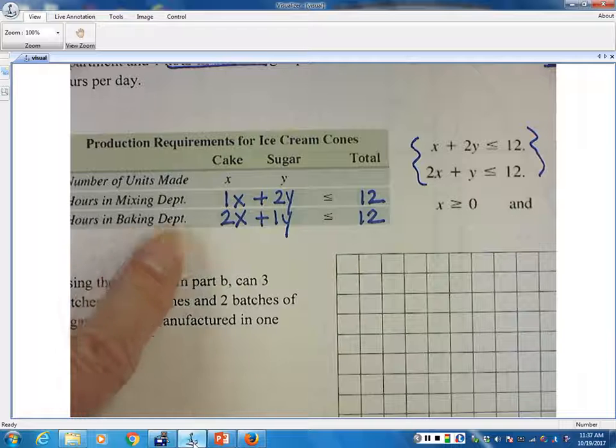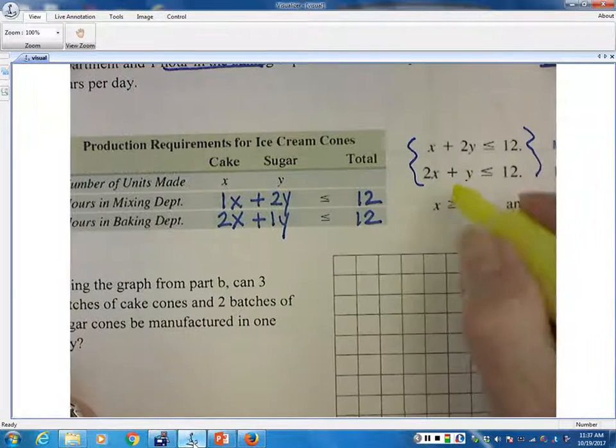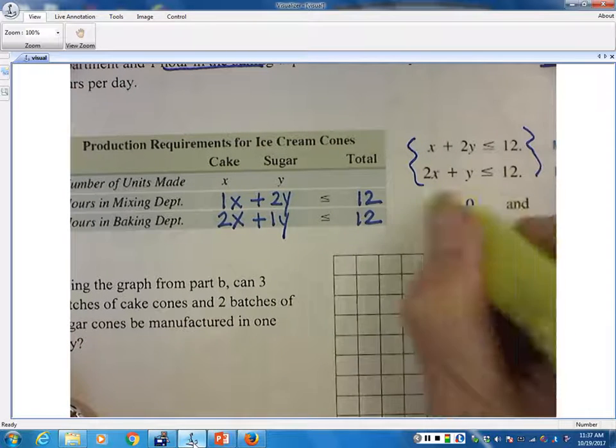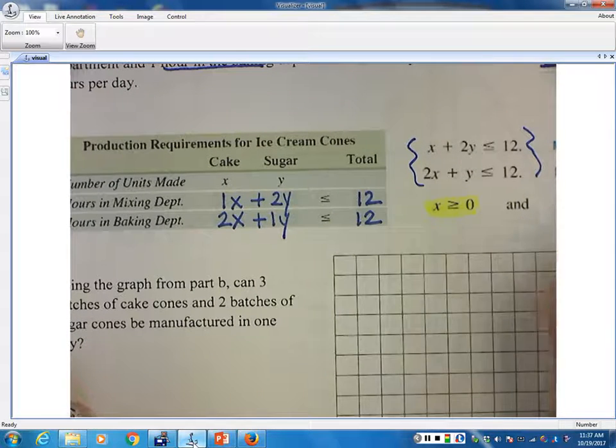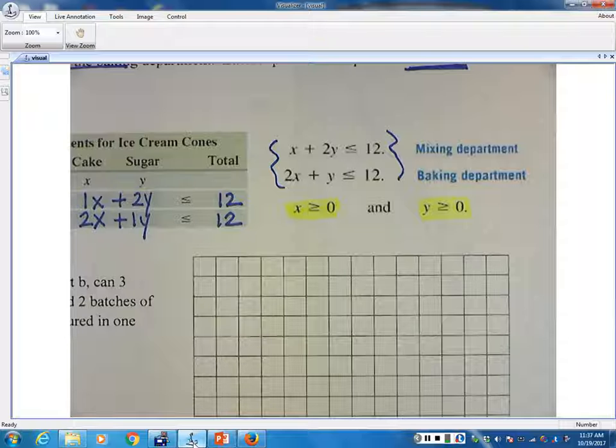Now there's actually 2 more parts to this system. Why is it important that we have x is equal to or greater than 0 and y is equal to or greater than 0? Why do x and y need to only be positive? Because you can't have a negative amount. That's right, you can't have a negative amount of mixing time, you can't have a negative amount of baking time.